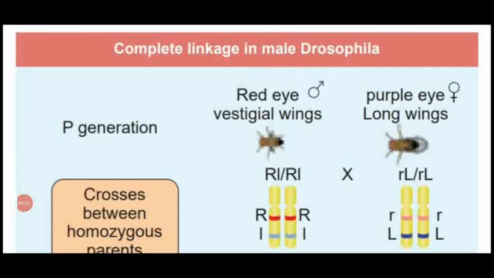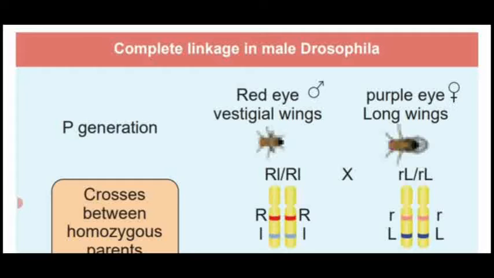Dear students, see the crossing flow chart. Complete linkage in male Drosophila. The parental generation are red eye vestigial wings. Vestigial wings means very short wings. The fruit fly Drosophila having the red color eye acts as a male parent. Another one, purple eye with long wings. It is female.